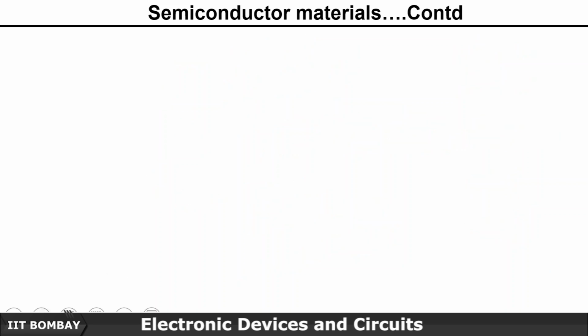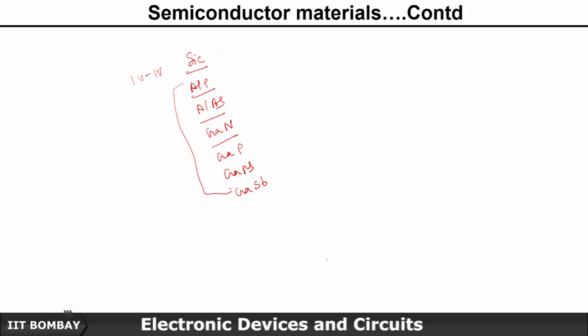Okay, so now we'll talk about more semiconductor materials. Just to give an example, for binary materials we discussed silicon carbide, aluminum phosphide, aluminum arsenide, gallium nitride, gallium phosphide, gallium arsenide, and gallium antimonide. These are group 3 and group 5, and initially I was just talking about group 4, so these are group 3 to 5 materials.